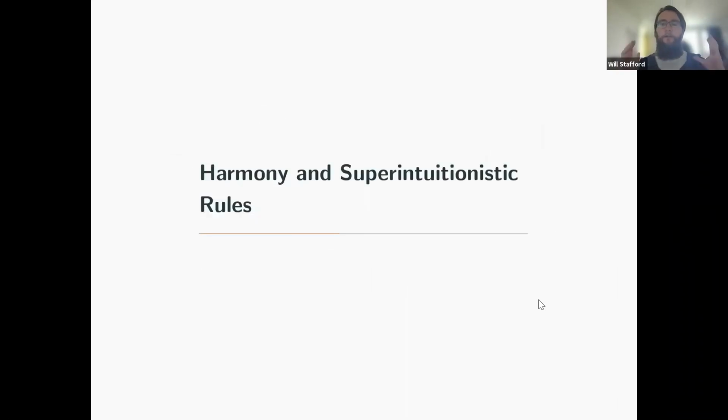Okay, so that's my quick rundown of what proof-theoretic validity is. And so now I've done that, I'm going to change gears slightly, and I'm going to try and explain to you why I'm worried about proof-theoretic validity being super intuitionistic.